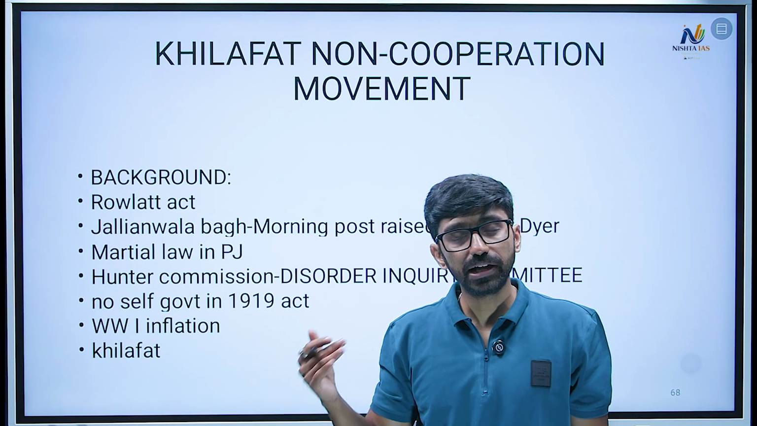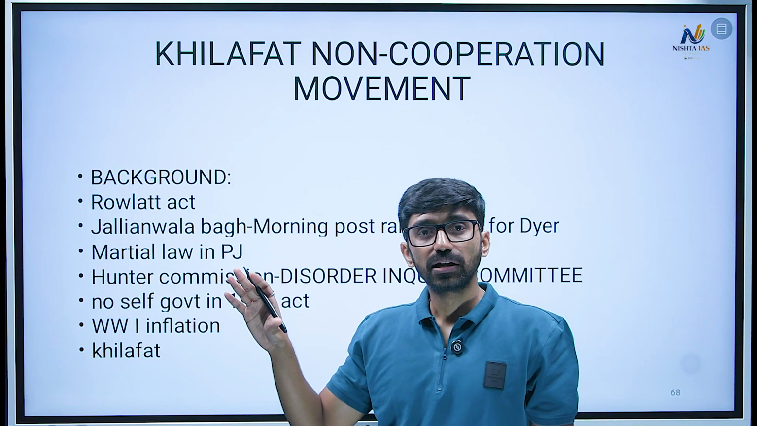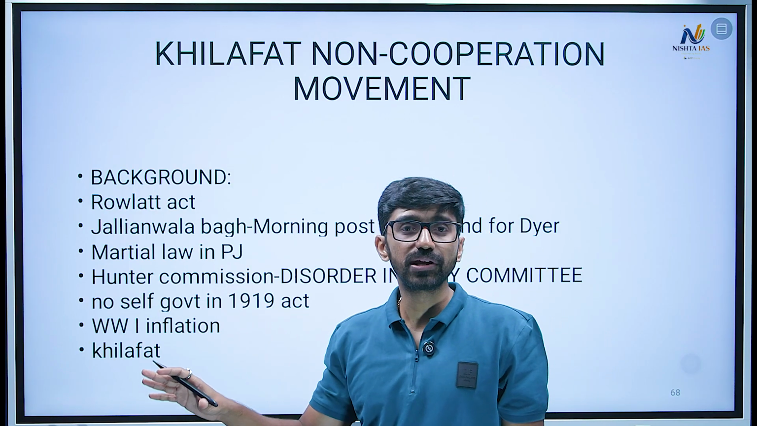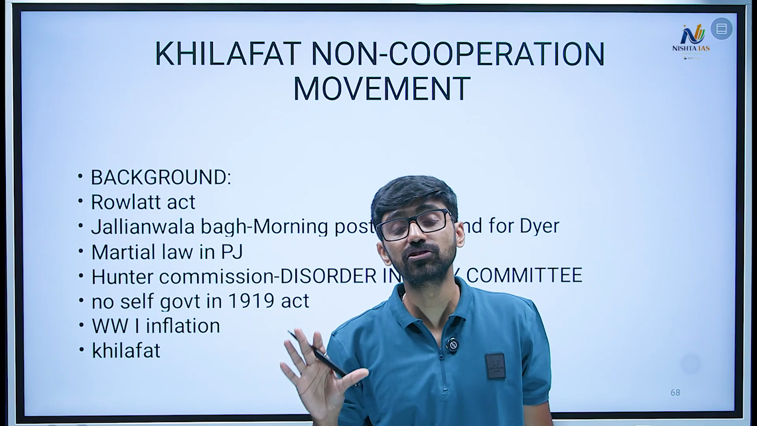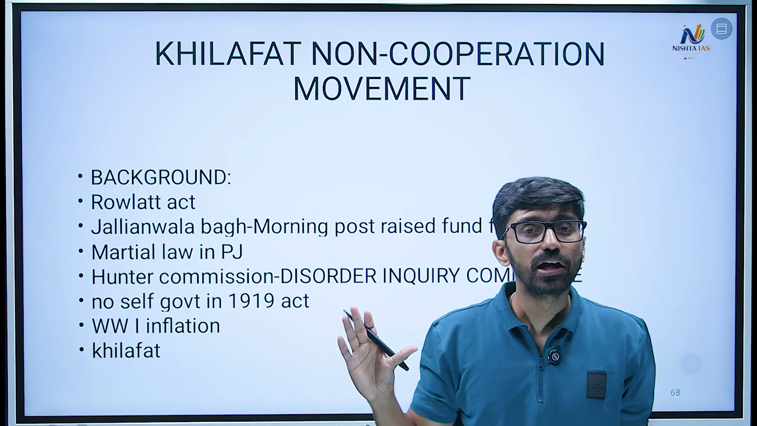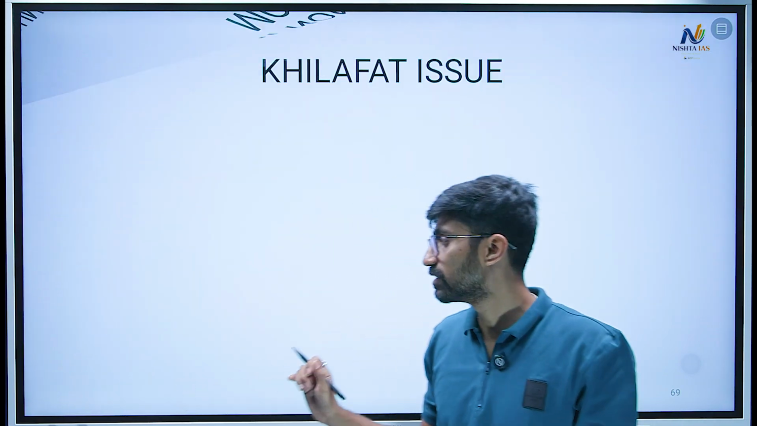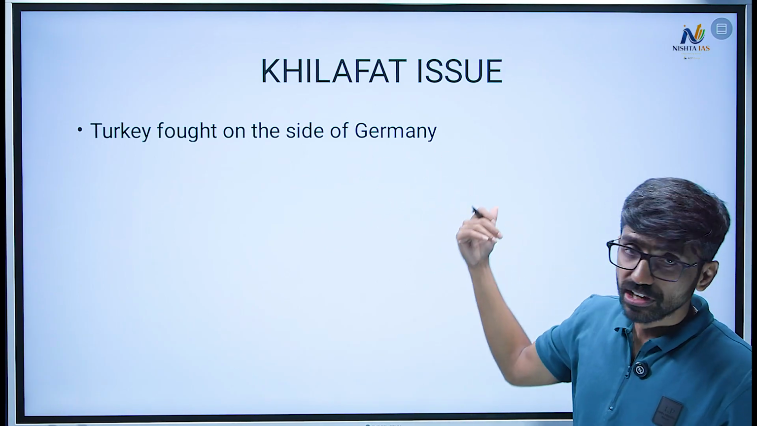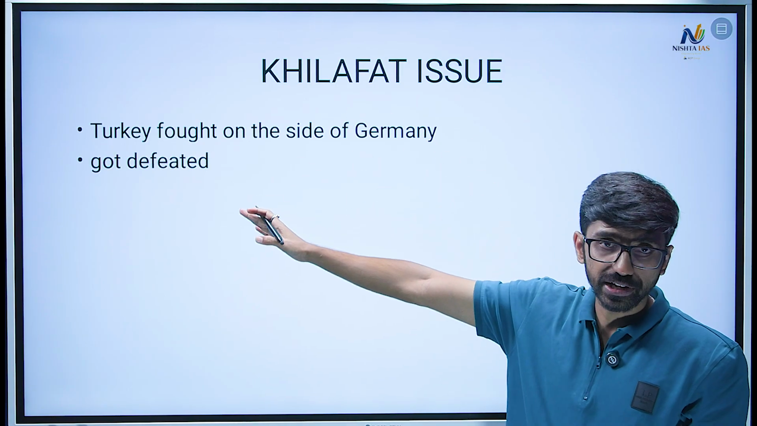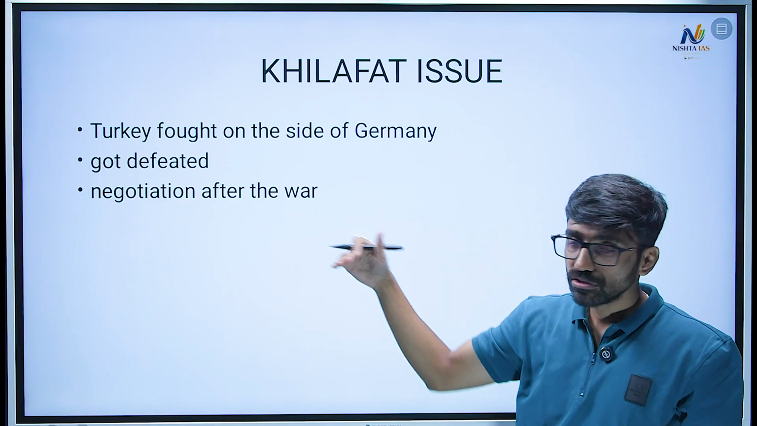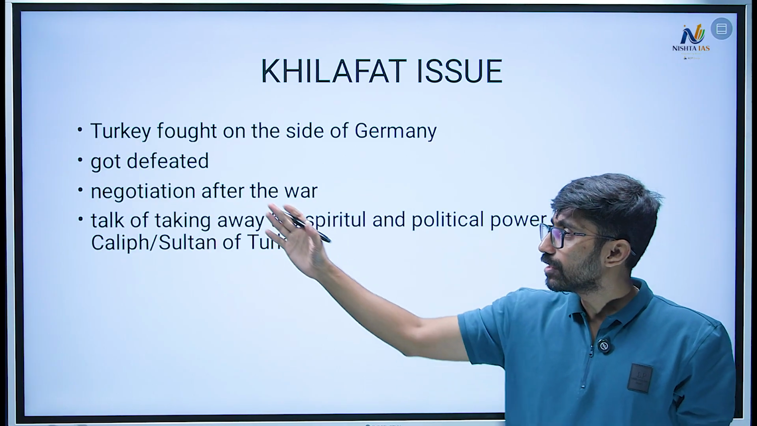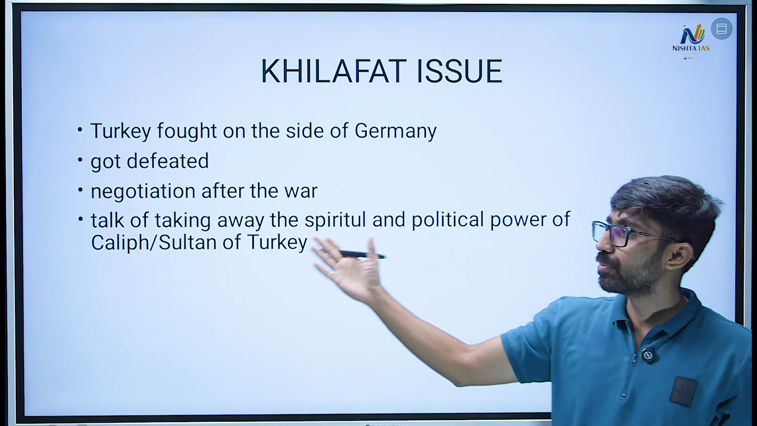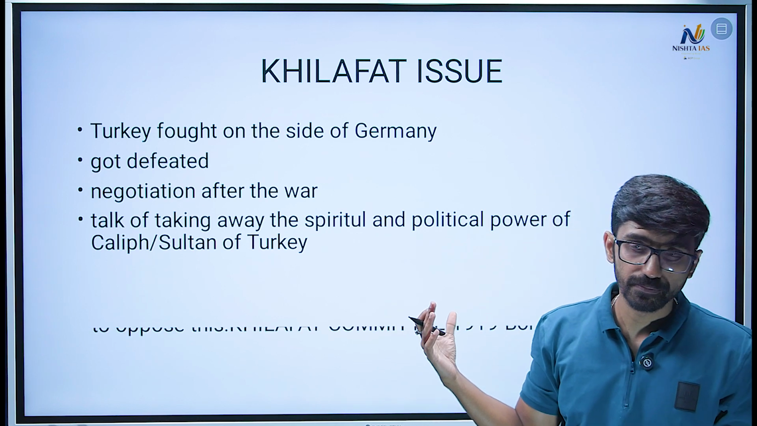Across the world there was a movement, and in India also there was a movement against the British to convince them not to take away particularly the spiritual powers. Even if you take away political powers, don't take away spiritual powers. That is the Khilafat issue. Turkey fought on the side of Germany in the First World War and got defeated, of course. Negotiation after the war was going on, and there was talk of taking away the spiritual as well as political power of the Caliph, that is the Sultan of Turkey, that is the Ottoman Empire.